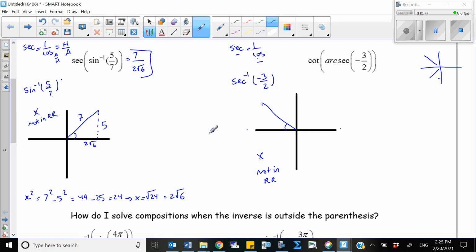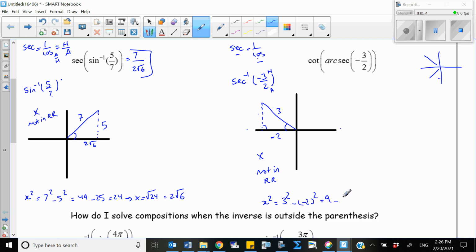So I have my reference angle and the right triangle. Secant is hypotenuse over adjacent. So this is my hypotenuse, this is the adjacent. Hypotenuse is 3, adjacent is 2. The negative goes with the side because hypotenuse is always positive, and this is on the left side, so it's negative. Now I can use the Pythagorean theorem to find this side. I can say x squared is equal to hypotenuse squared minus adjacent squared.